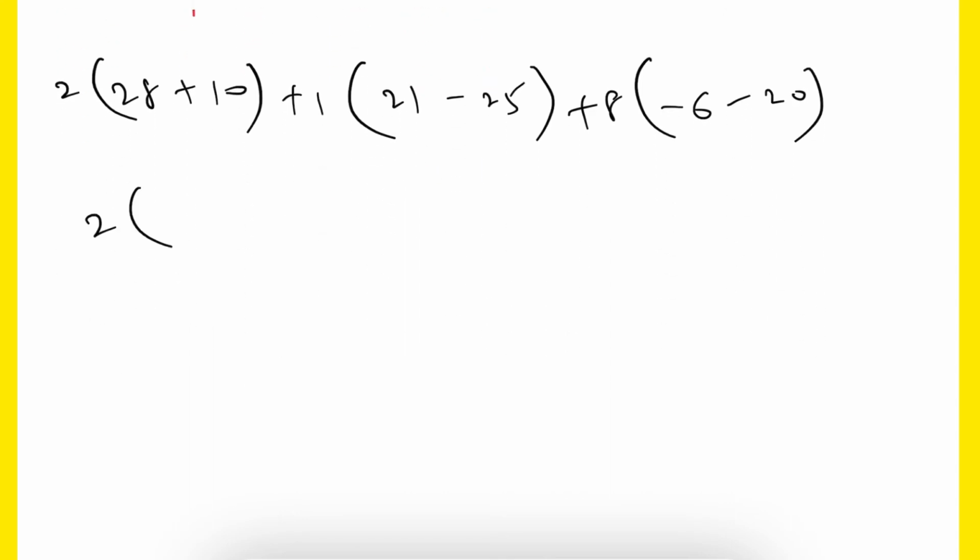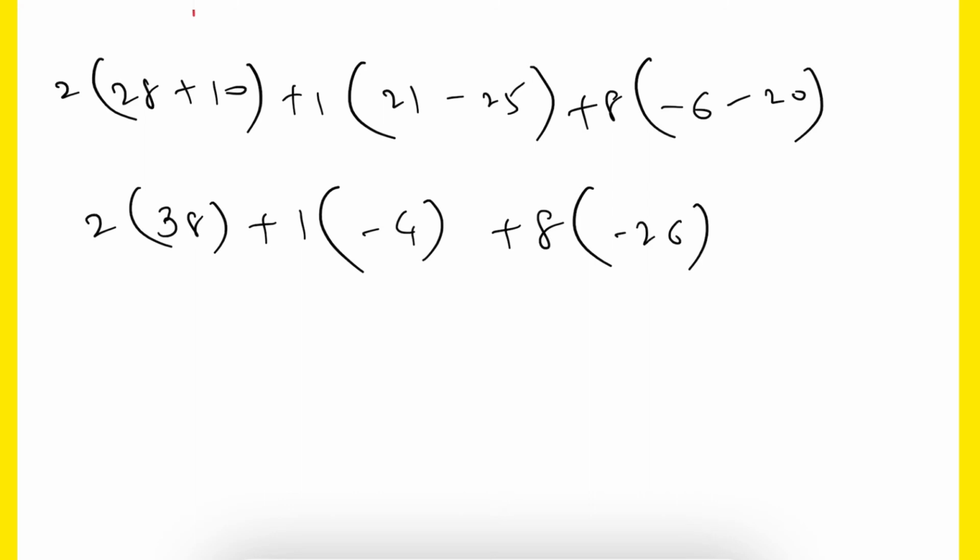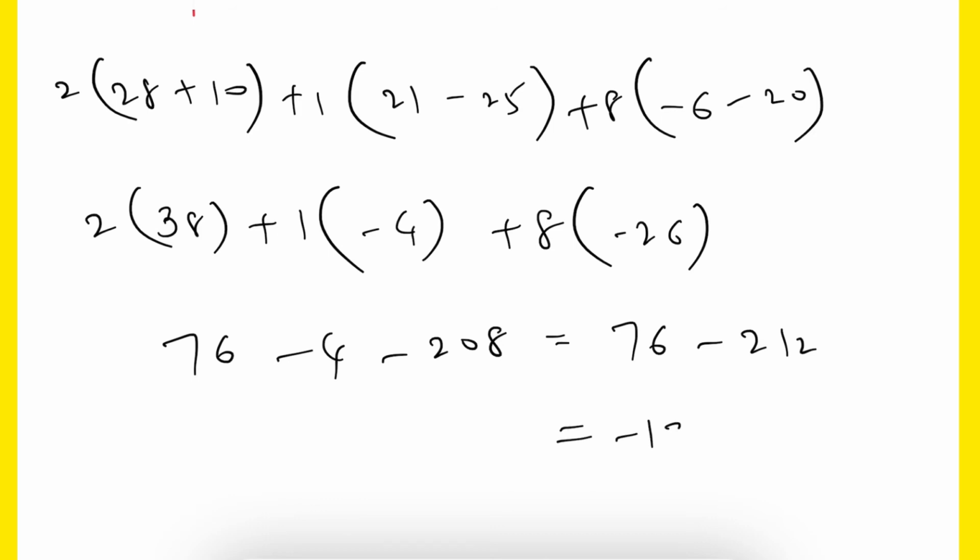2 into (28 plus 10, 38) plus 1 into (21 minus 25, minus 4) plus 8 into (minus 6 minus 20, it is minus 26). 2 into 38, it is 76, plus 1 into minus 4, minus 4, next plus 8 into minus 26, minus 208. So which is equals to 76 minus 4 minus 208, minus 212. Now 76 minus 212, which will be equals to minus 136. This is the value of delta.